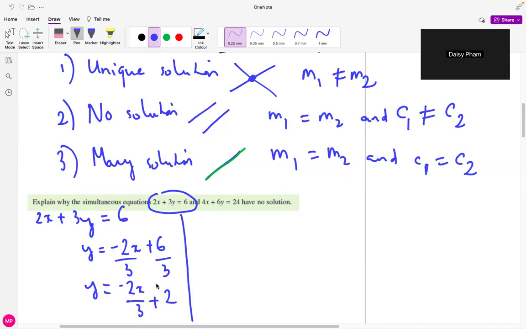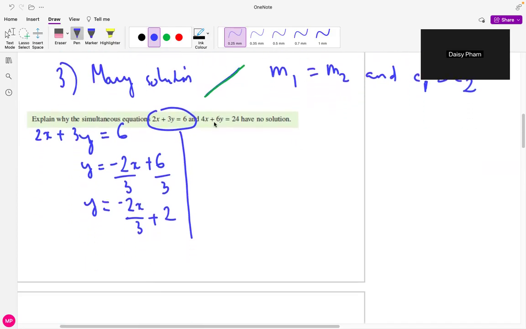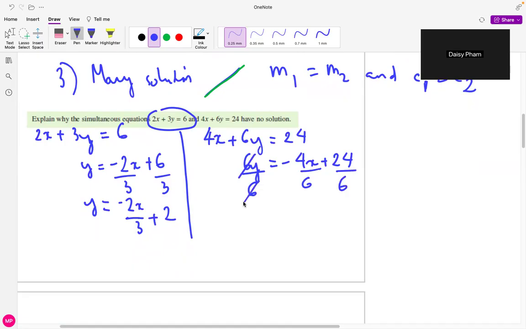And then I do the same for the second equation. So I have 4x plus 6y equals 24. I solve for y by moving 4x over, so 6y equals negative 4x plus 24. Then I divide by 6, divide by 6, divide by 6. The 6 and 6 go away, so I have y equals negative 4 over 6, which is negative 2 over 3, x, plus 24 over 6, which is 4. So here I can look at my gradient.